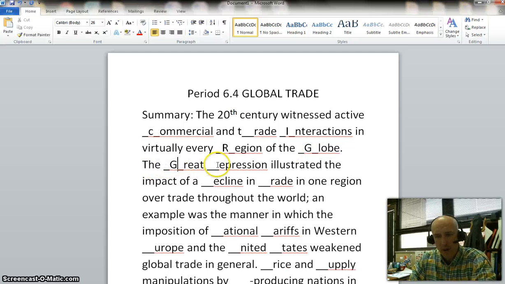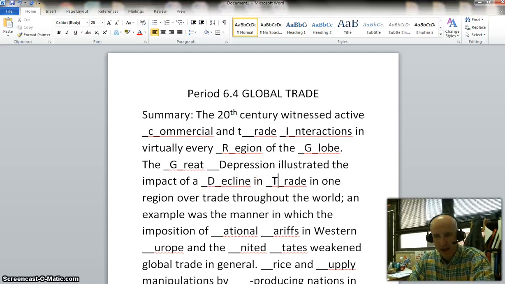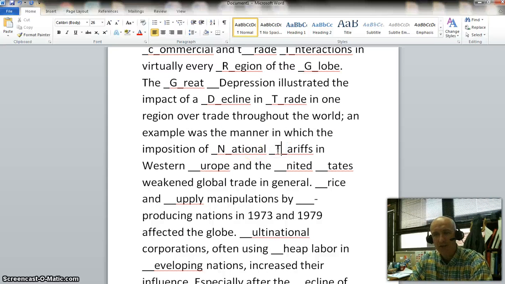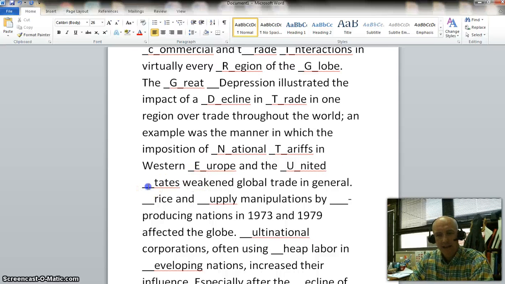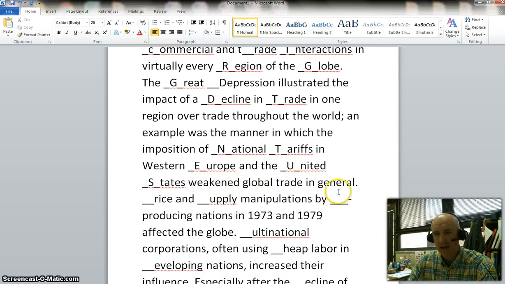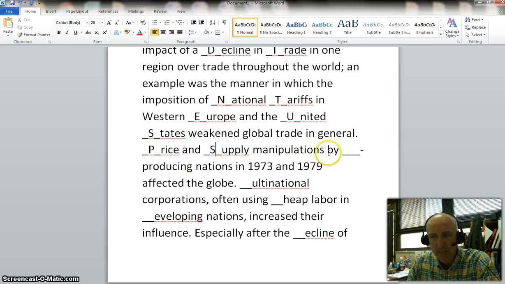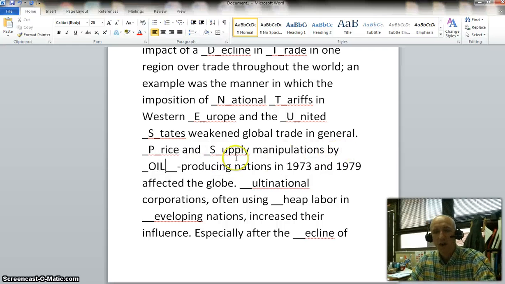The Great Depression illustrated the impact of a decline in trade in one region over trade throughout the world. An example was the manner in which the imposition of national tariffs in Western Europe and the United States weakened global trade in general. Price and supply manipulations by oil-producing nations in 1973 and 1979 affected the globe.